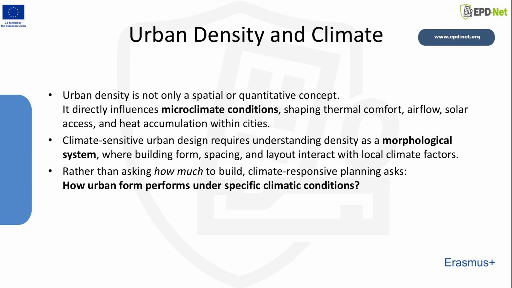Urban density should not be understood only as a numerical value or a spatial measurement. It is not simply about how many buildings or people occupy a given area. In reality, urban density directly shapes microclimate conditions within cities. It influences thermal comfort, airflow patterns, solar access, shading, and the accumulation or dissipation of heat. The way buildings are arranged affects how wind moves, how surfaces absorb radiation, and how heat is stored or released.